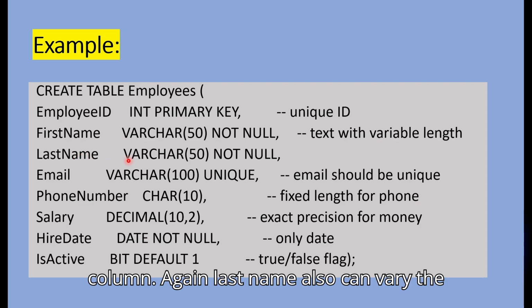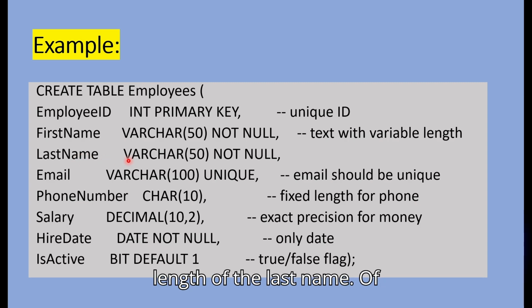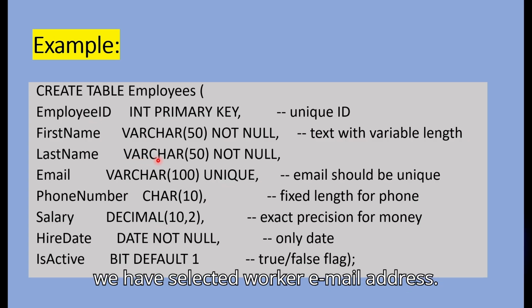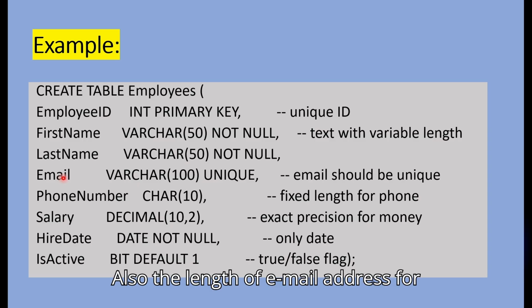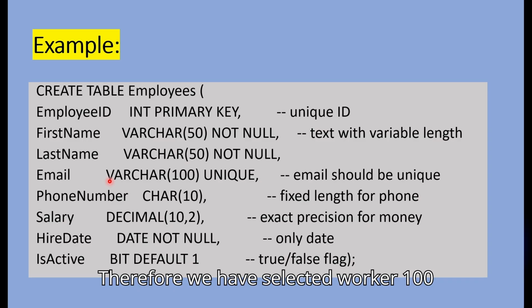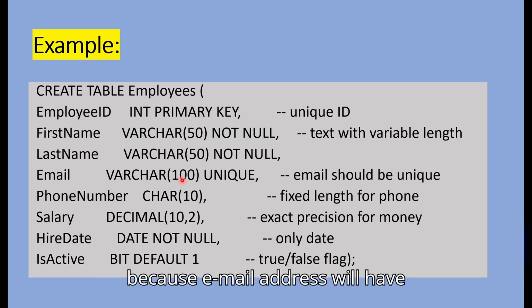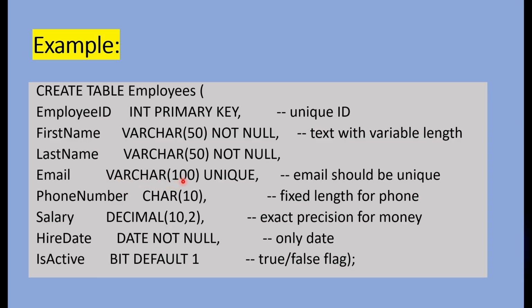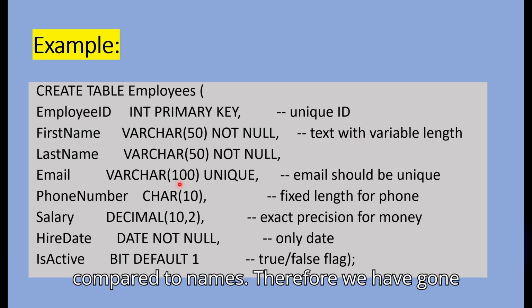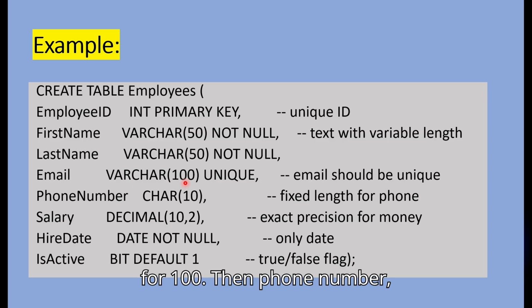Again, last name also can vary, the length of the last name of each individual person can vary, so again we have selected varchar. Email address also, the length of the email address for each individual will not be the same, therefore we have selected varchar 100, because an email address will require more characters when compared to names, therefore we have gone for 100.